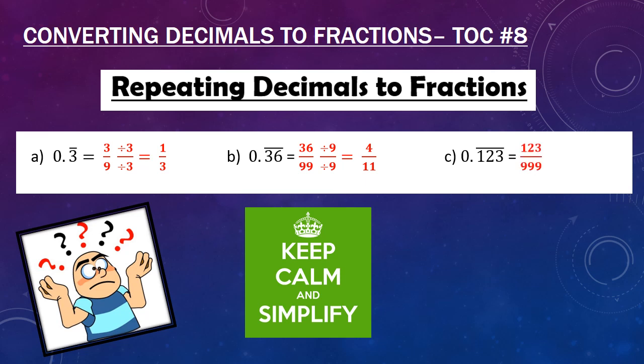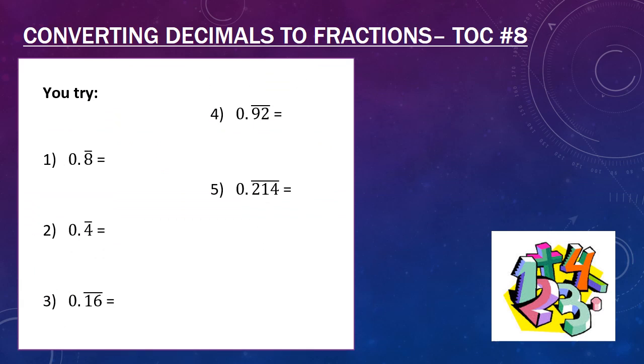And then for the last example, we have 123 repeating. So we're going to write 123 over 999, and this can be simplified by dividing by 3. When I divide them both by 3, I end up with 41 over 333.